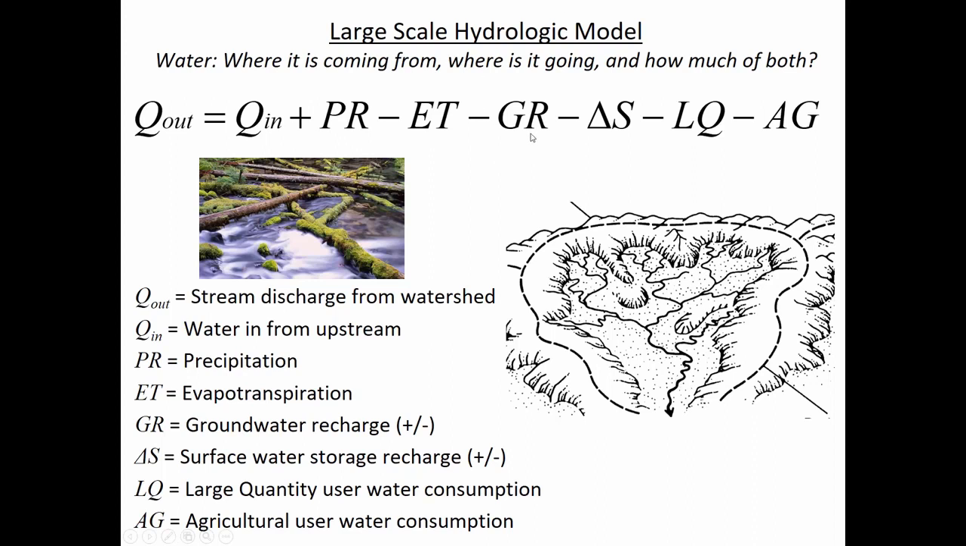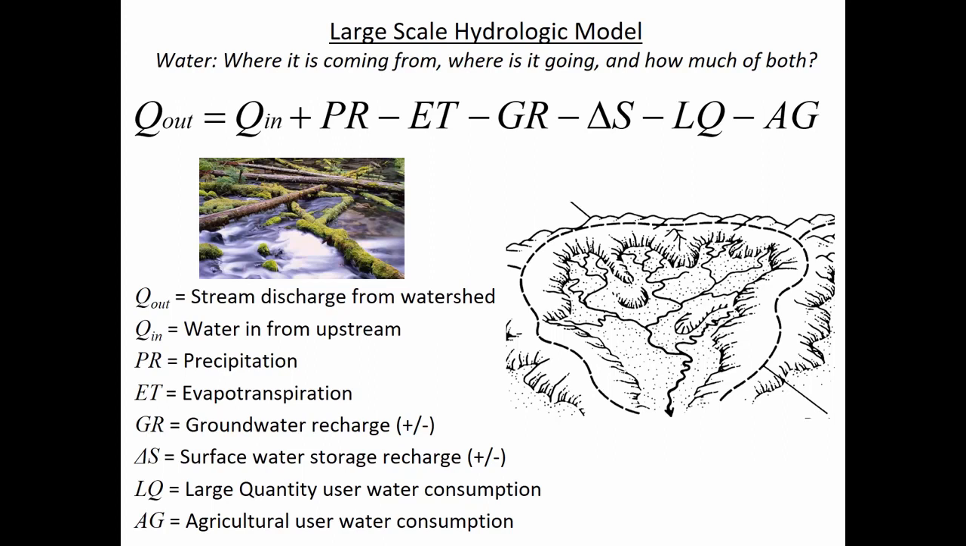And so groundwater recharge can be positive or negative depending on the preceding storms, and also depending on how slowly the water moves through the subsurface. So if you ever go hiking around in the woods, you'll notice that there's still a little bit of water in the stream even weeks and weeks after it's rained.